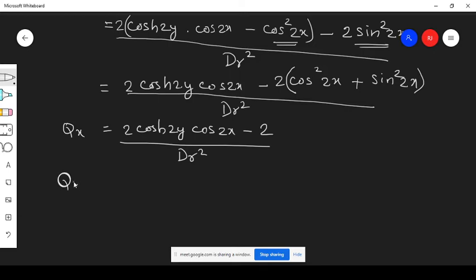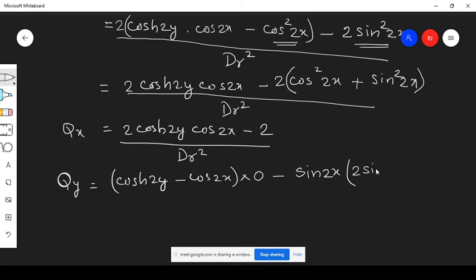Now similarly qy we need to find. Qy means again denominator into derivative of numerator, and also that I will write here, cosh 2y minus cos 2x into derivative of numerator. What is our numerator? Sin 2x. Sin 2x derivative is 0 because we are differentiating with respect to y. So denominator into derivative of numerator is 0. Now minus numerator, that is sin 2x into derivative of denominator. Denominator is this one, derivative of cosh 2y.